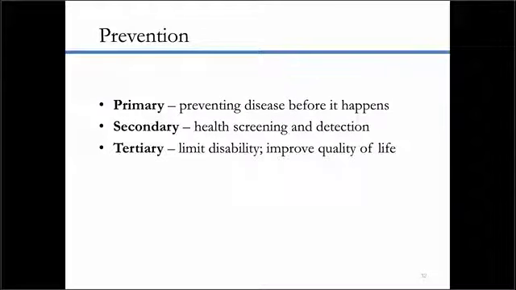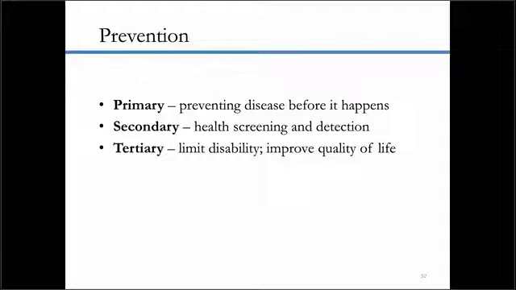And there are 3 levels of prevention: primary, secondary, and tertiary. And we'll briefly talk about these now, but we'll go through them in more detail later on in this class. And the primary prevention is preventing disease before it happens. Secondary prevention is health screening and detection. So primary is really somebody is free of disease. We're going to do something like give them a place to be physically active so that they never develop that disease in the first place.